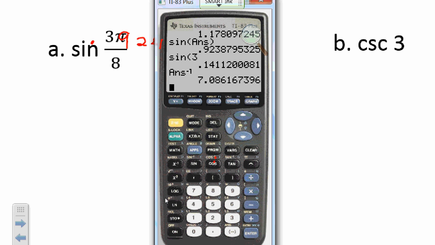Cosecant is the reciprocal of sine. Secant is the reciprocal of cosine. Secant and cosine. The C's and S's don't match up. 1 over sine. Okay? Always tangent. Yep, 1 over tangent. Okay?